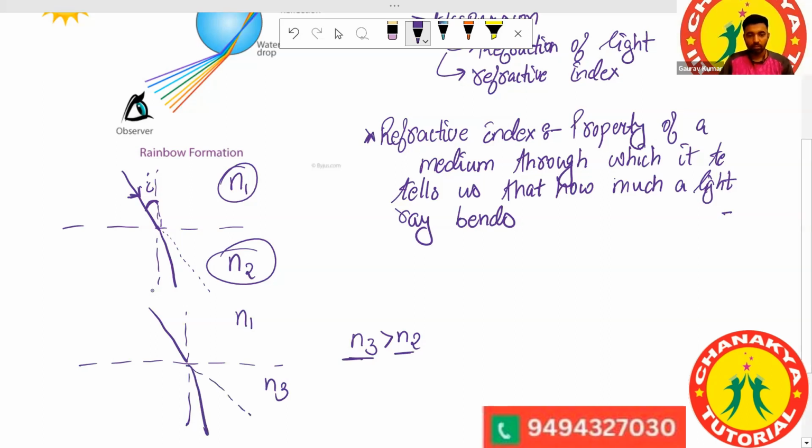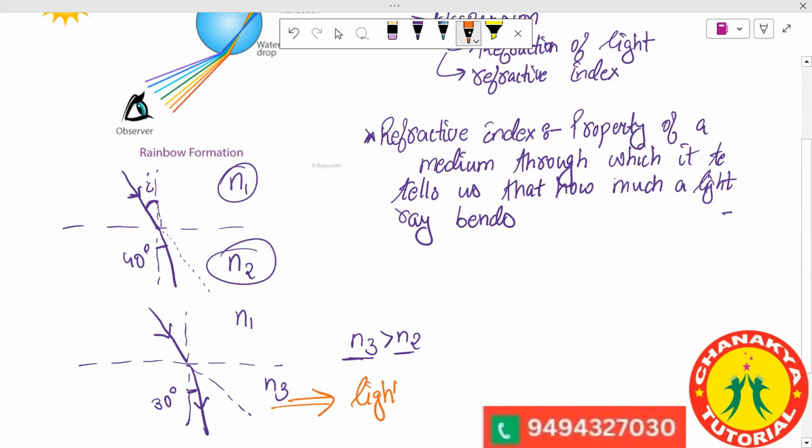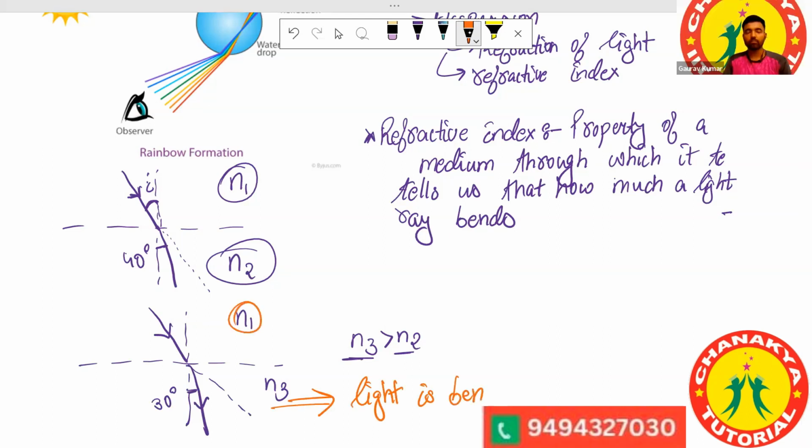If this angle was, let's say, 40 degrees, then this angle will be 30 degrees or less. That means the light will bend more towards the normal. So, what does this depend on? It depends on the type of medium, and according to the medium, the value of refractive index changes.